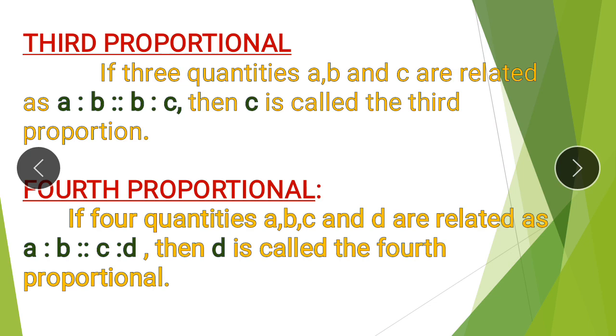Let's proceed with today's topic, third proportional. If three quantities A, B and C are related as A:B proportion B:C, then C is called the third proportional. In third proportional, two quantities will be given and we will be asked to find the third one. Fourth proportional: if four quantities A, B, C and D are related as A:B proportional C:D, then D is called the fourth proportional. In fourth proportional, three quantities will be given and we will be asked to find the fourth one.